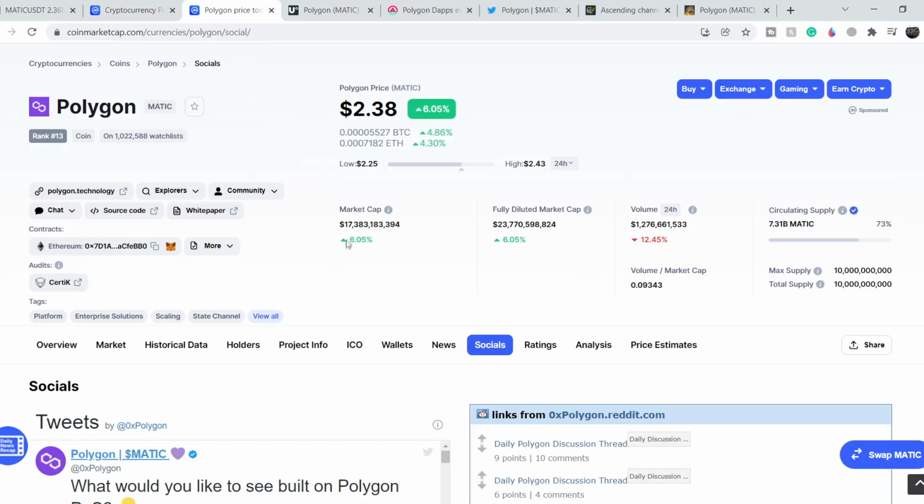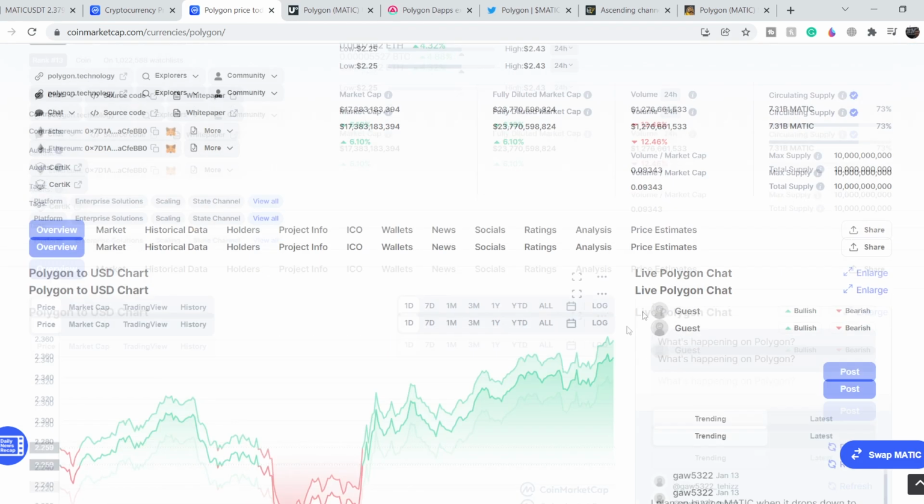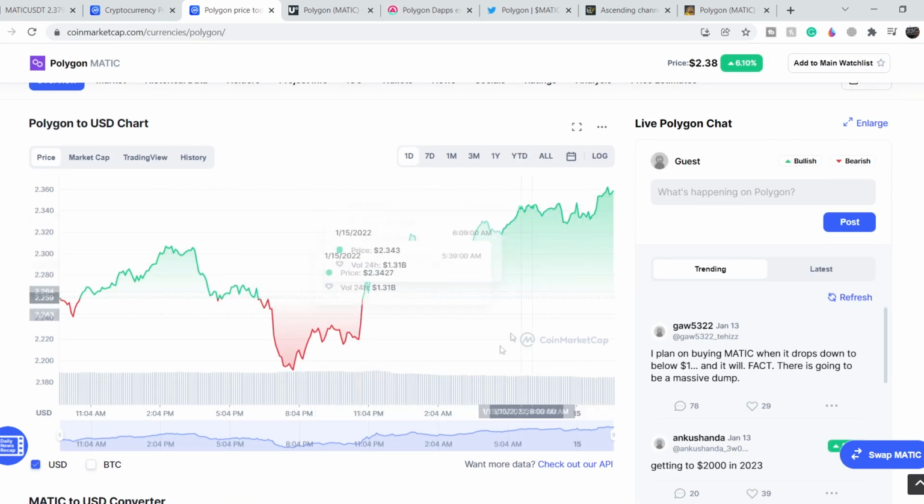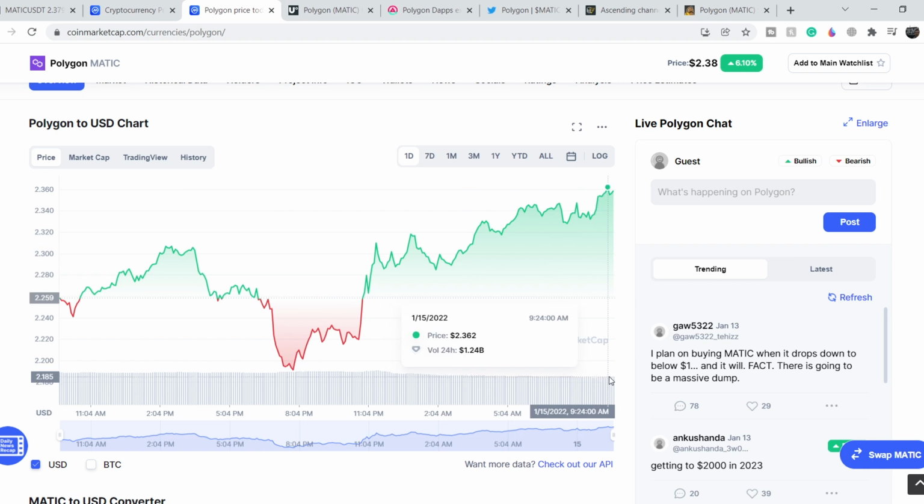For now, it has a total market cap of $17.38 billion. It is higher than it was previously by 6.05%. And the total tradable volume during the last 24 hours is $1.27 billion. It is lower by about 12.46%. And I have to say that it is not the best sign when we have this movement to the upside with diminishing volume. And from the technical standpoint, it is another doubt that I have for now.